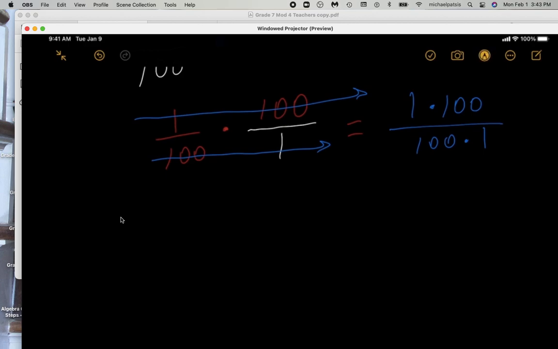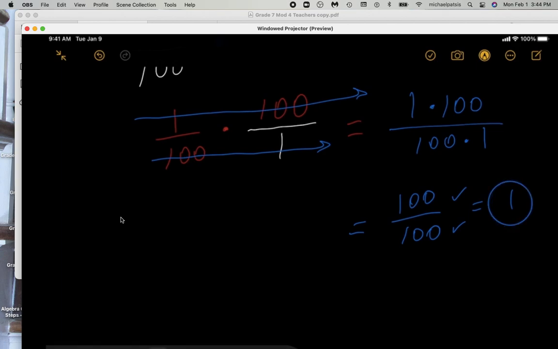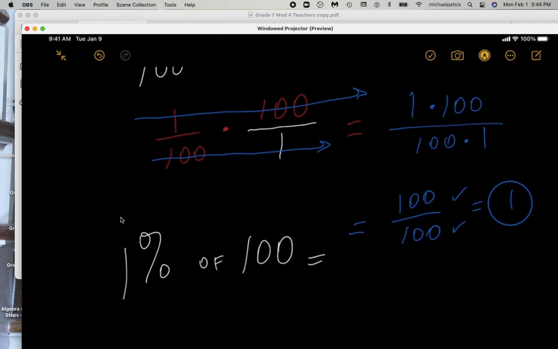So we have 1 times 100 over 100, and that is going to reduce to 100 over 100. We have the numerator equal to the denominator, and whenever you have that scenario, you have 1. So our final answer is going to be 1. So let's rewrite that. 1% of 100 is 1. Okay, let's do another one.